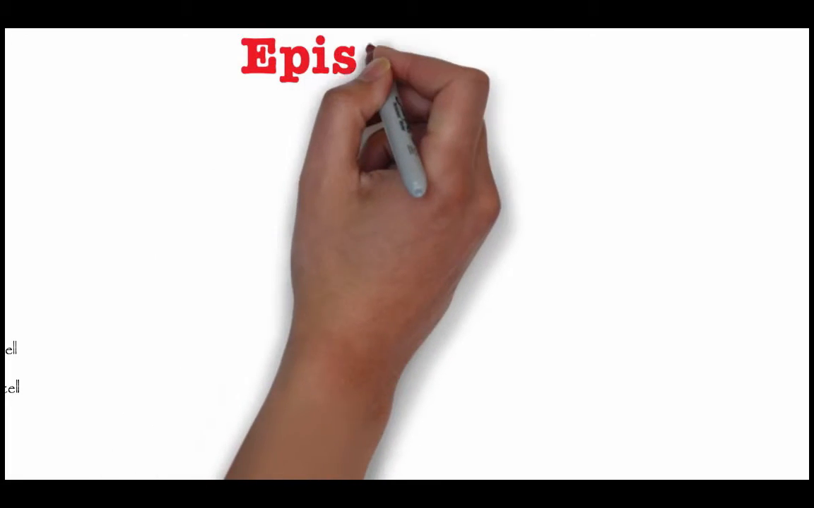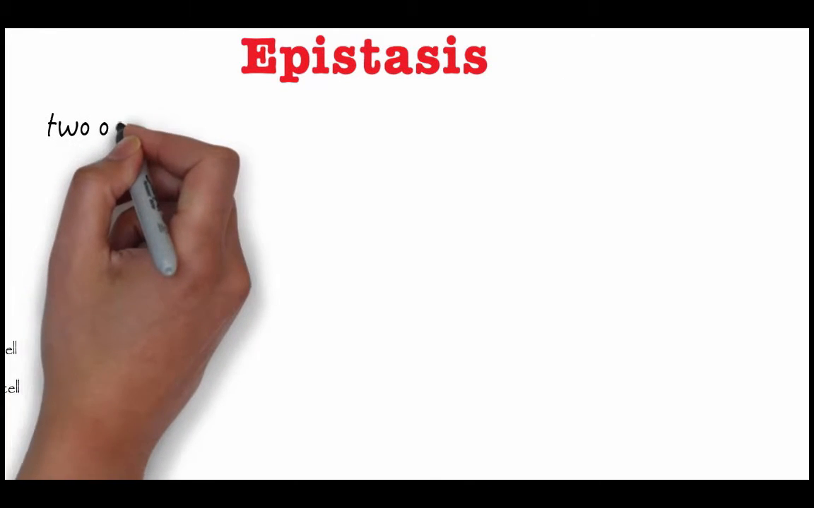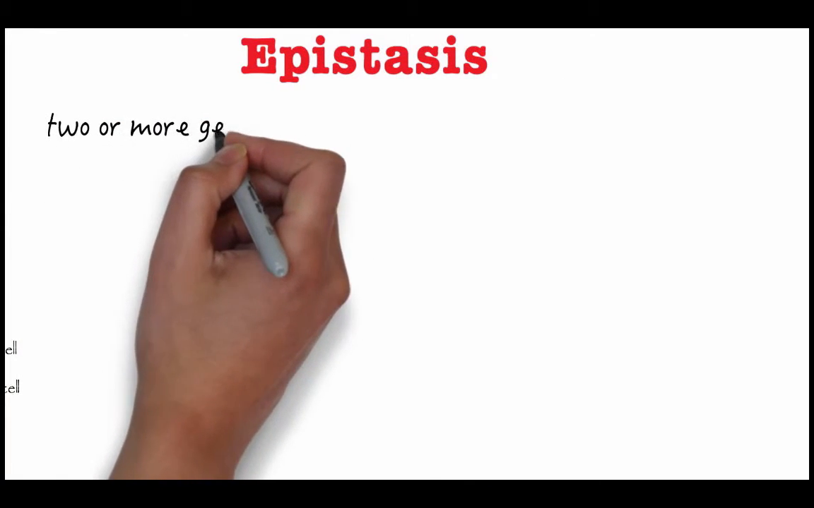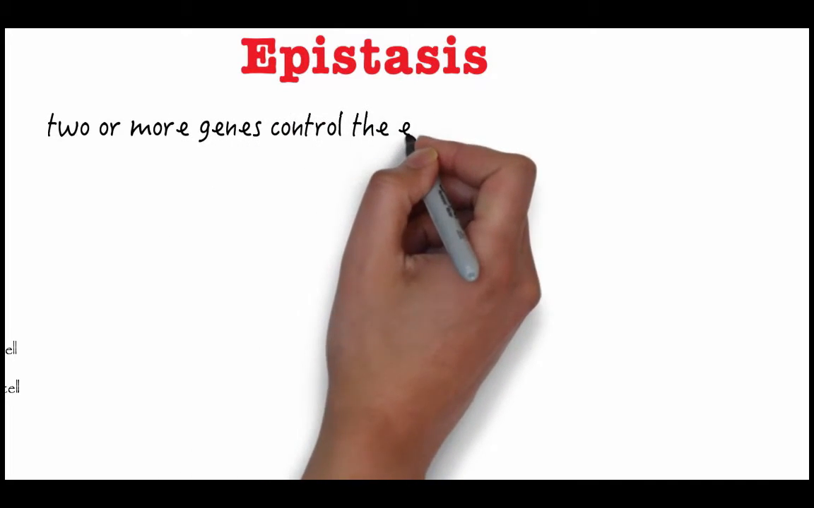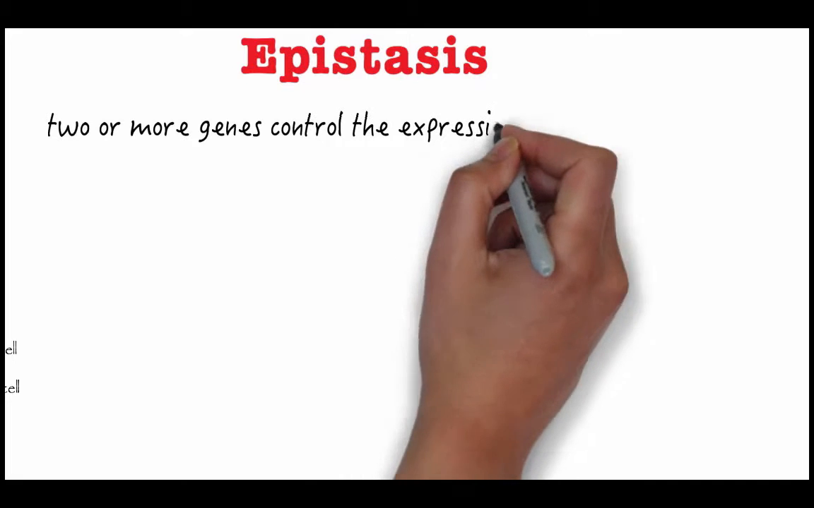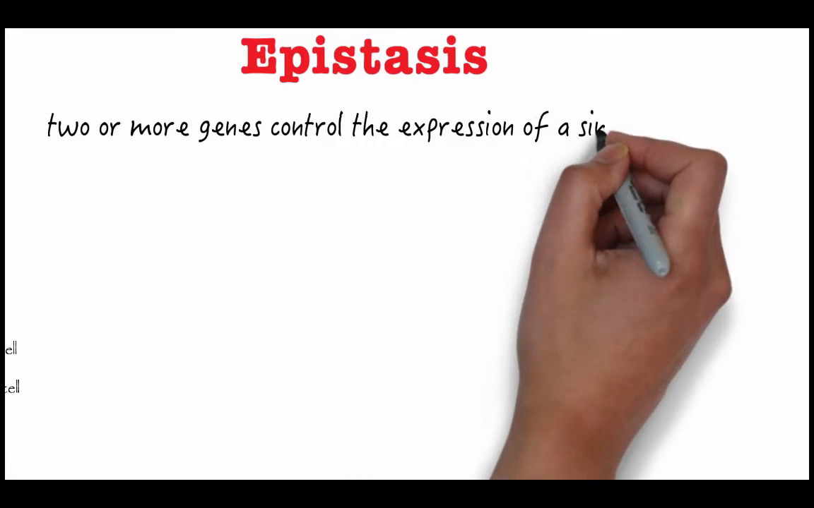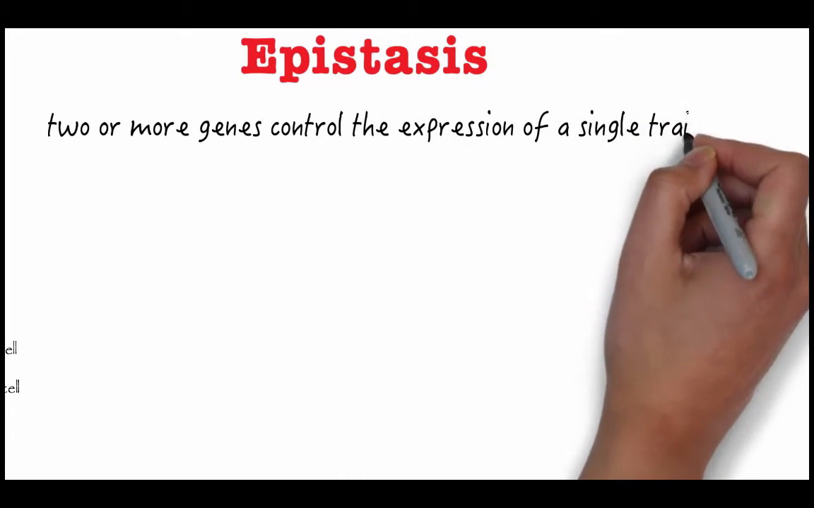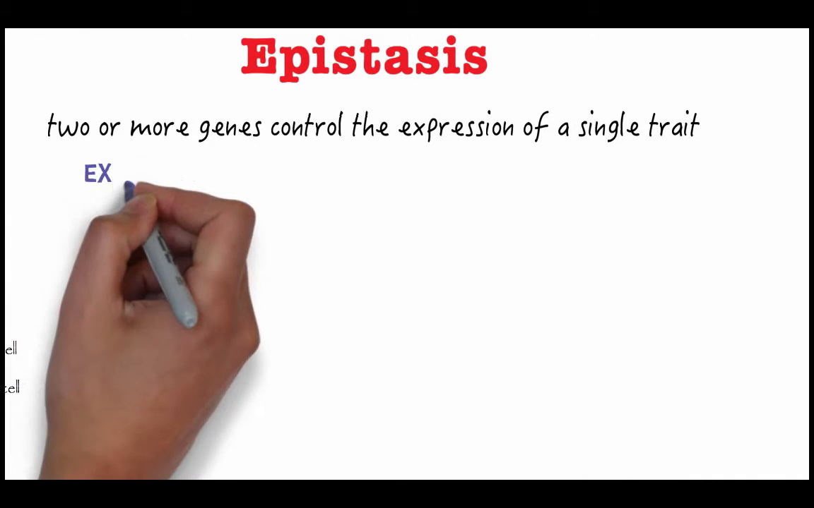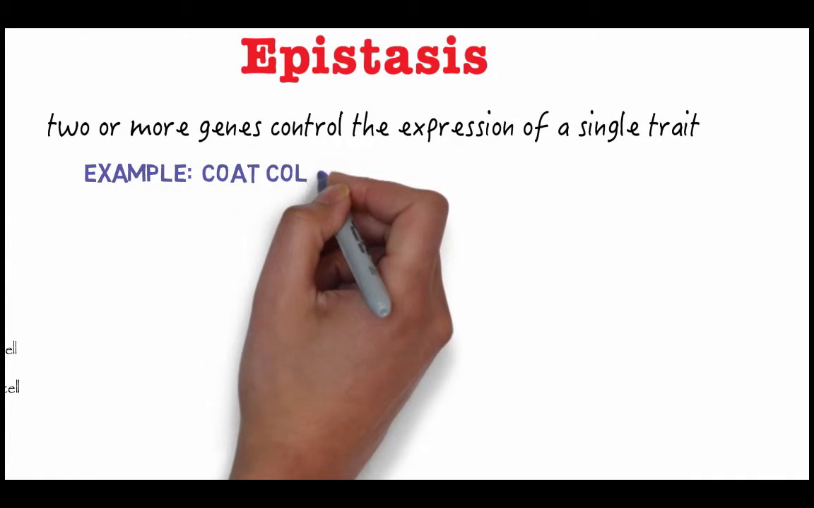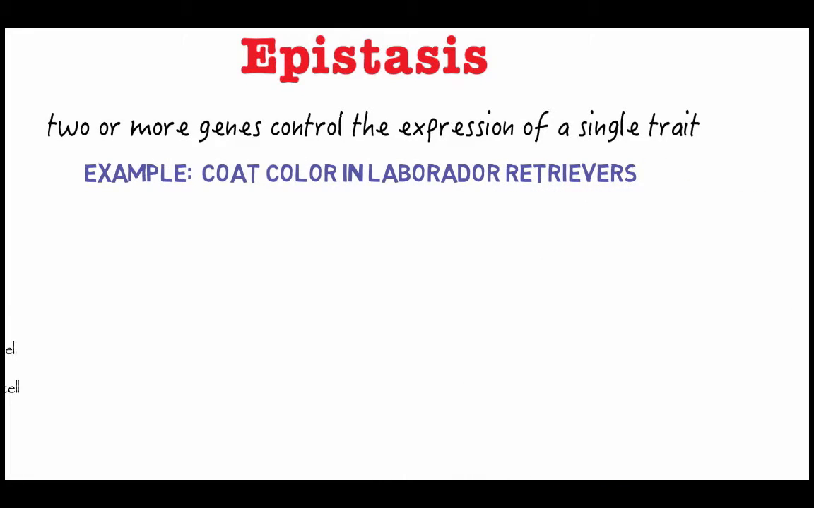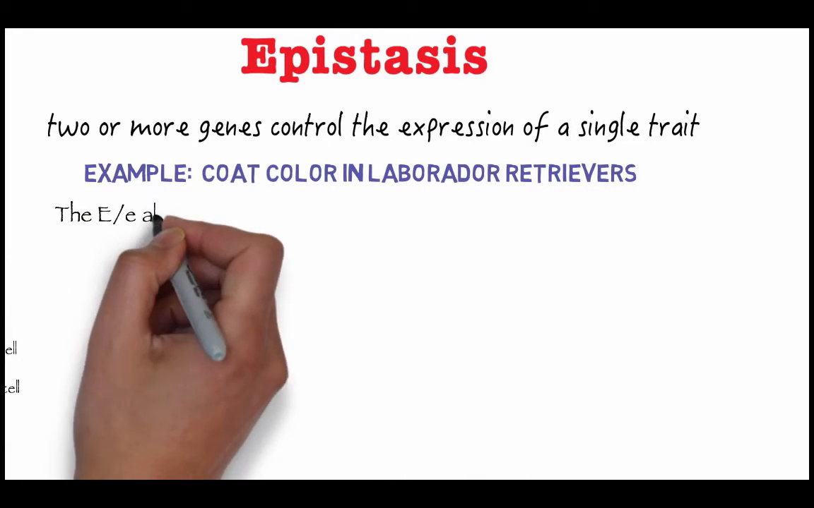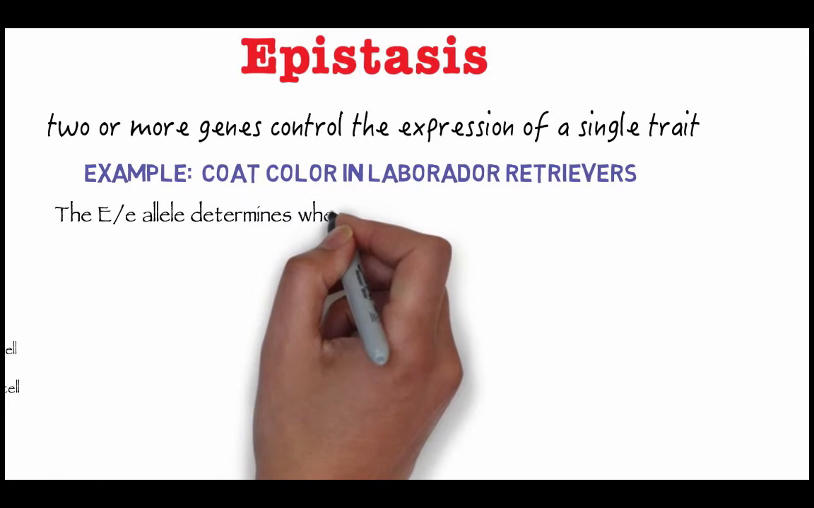Now let's take a look at epistasis. In epistasis, two or more genes control the expression of a single trait. One example of this is the inheritance of coat color in Labrador retrievers. This involves the interaction of two different genes.